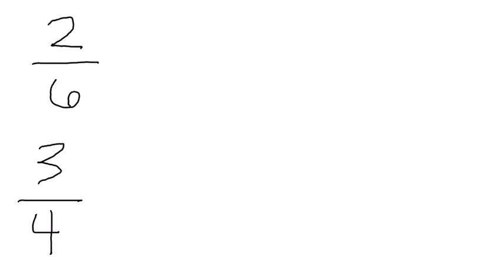What I'm going to talk to you about today is how to find the least common denominator, or a common denominator, between two different fractions. So first off, we're going to take a look at the fractions 2/6 and 3/4. Now, some of you might think that 3/4 is automatically bigger because the number 3 is on top, but we might find that 2/6 is actually bigger than 3/4.